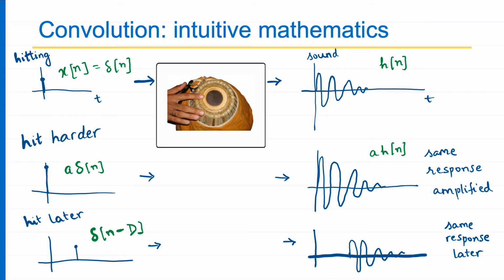In this case, if D is 2, it is not seconds anymore, it is discrete indices. So when D is 2, my delta will be equal to 1 when n is also equal to 2. That is why I have represented it as delta of n minus capital D. Now what happens in my output? My output will become h of n minus capital D. So this is the same response, later.